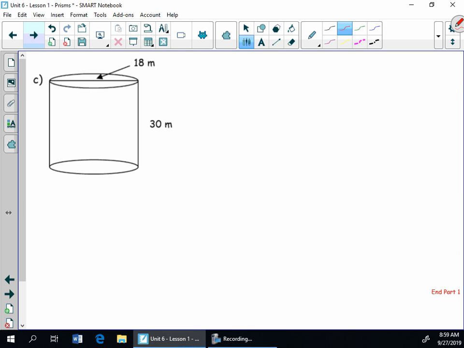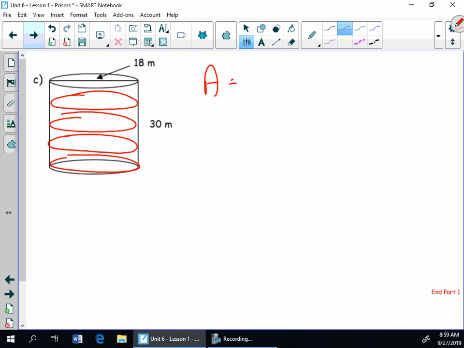So what kind of prism is this? It's a circular prism. A whole bunch of circles stacked up on top of each other over and over and over again, all the way to the top. Also called a cylinder, right? How do I find the area of the bottom? Well, the bottom is a circle, so pi r squared.